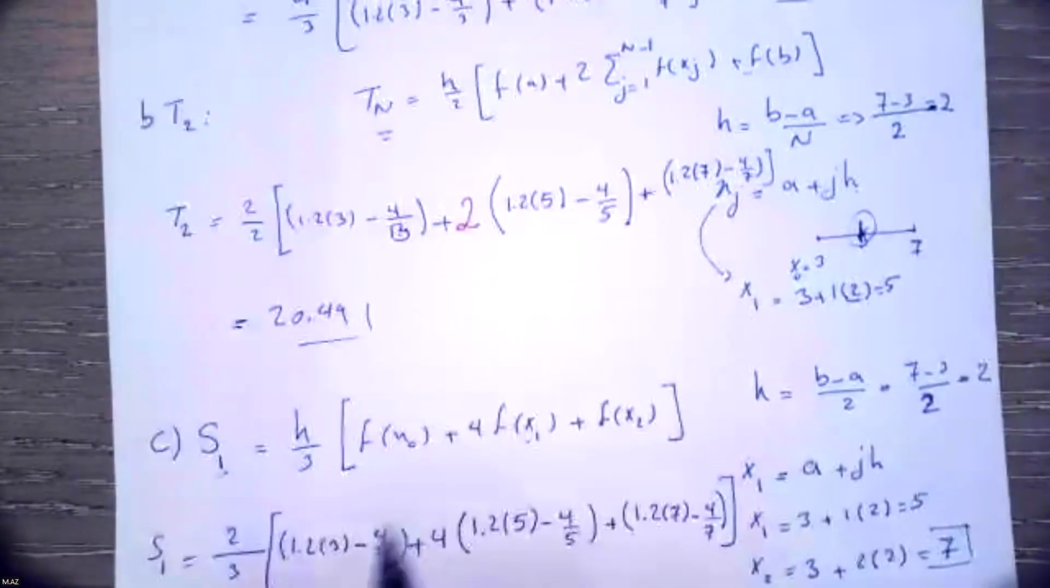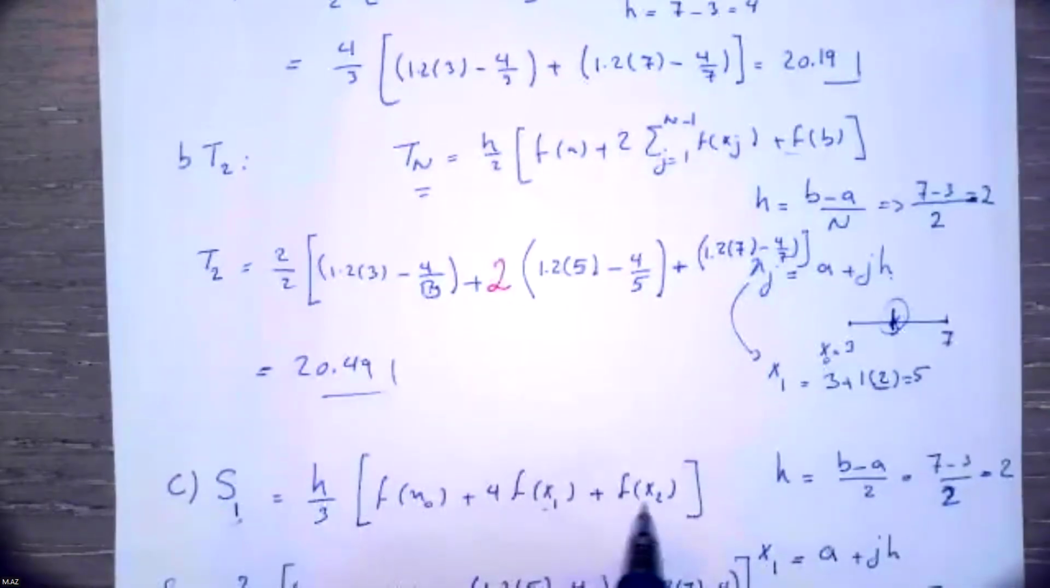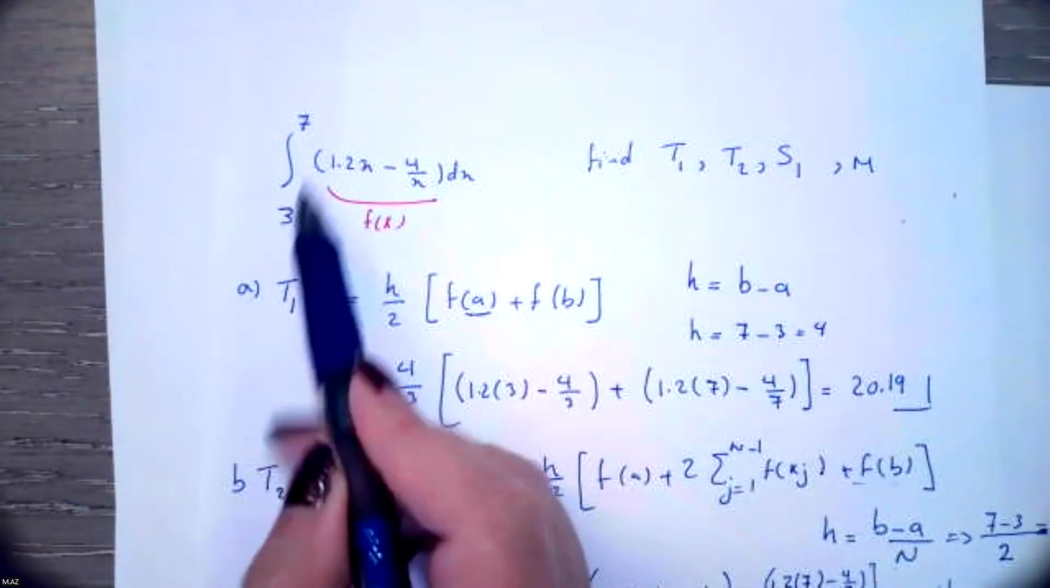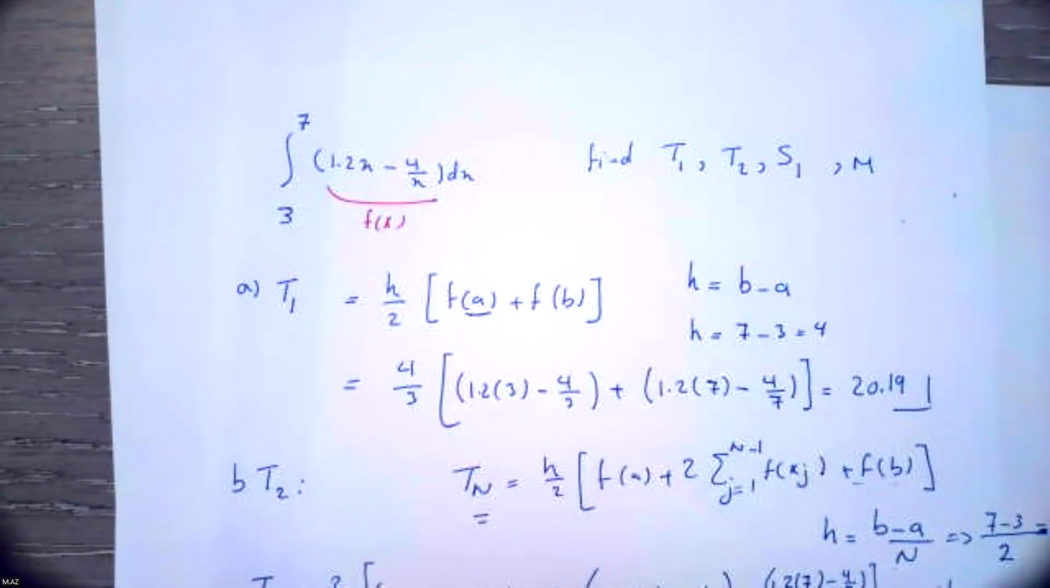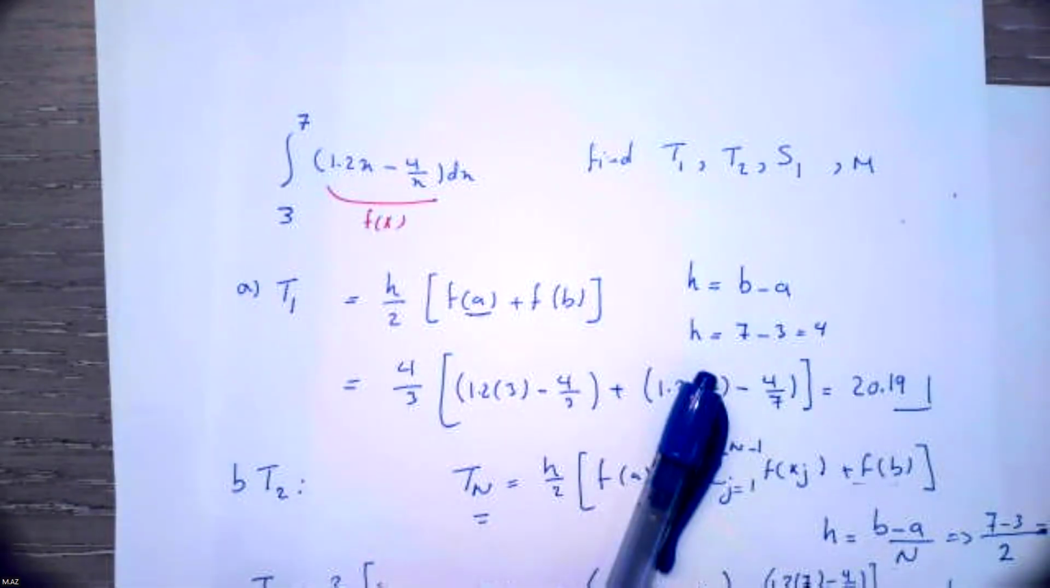But how about the rest of the methods, trapezoid and Simpson? As you can see, we evaluate the function at the lower and upper limits of the integral. For this reason, these methods are called closed rules.